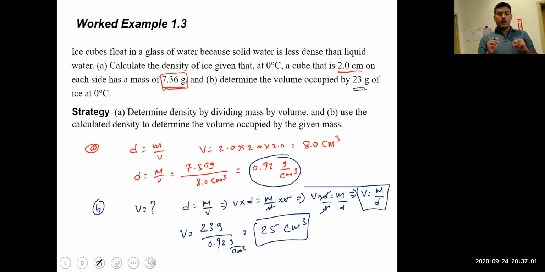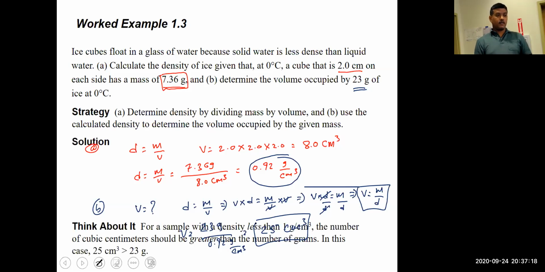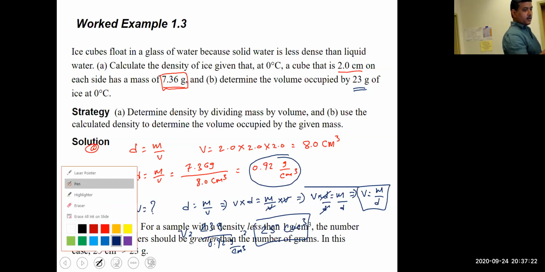So ice that weighs 23 grams occupies 25 centimeter cubed of volume because it has larger volume and lower mass. Okay. Let me clear that so that you could read this.